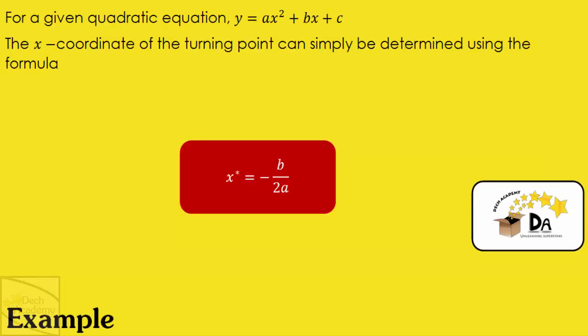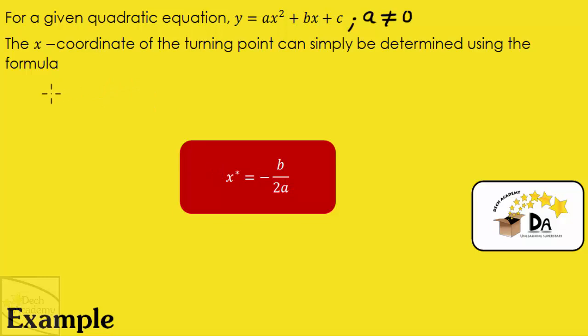So for a given quadratic equation of the form y equals ax squared plus bx plus c, you must be tired of me mentioning this form, where a is not equal to 0. The x coordinate of its turning point can be determined using a formula, and that formula is x asterisk equals minus b over 2a.